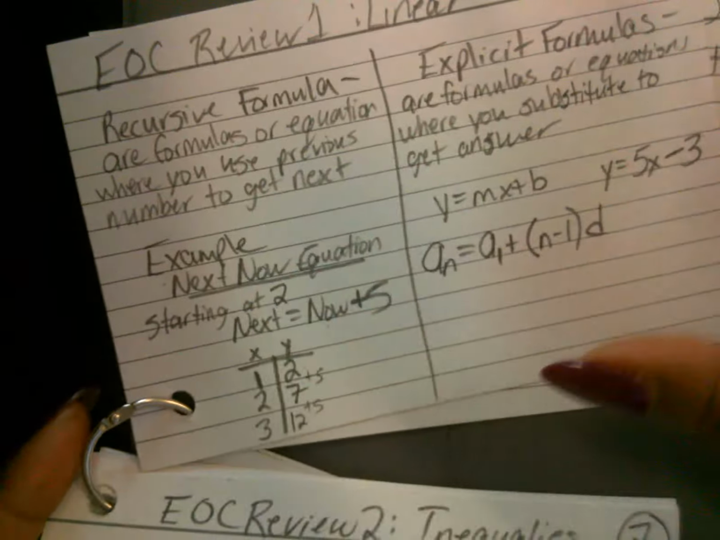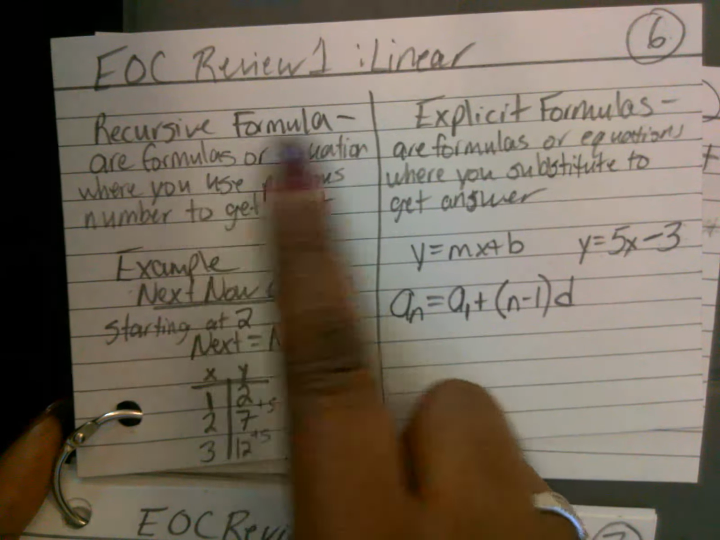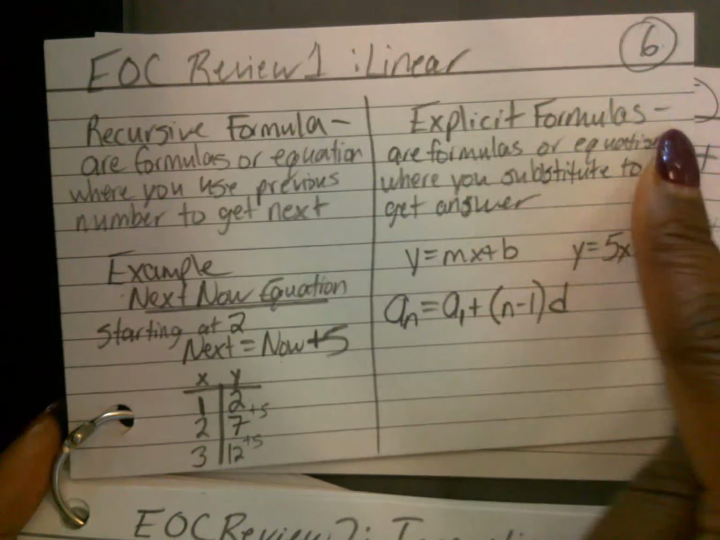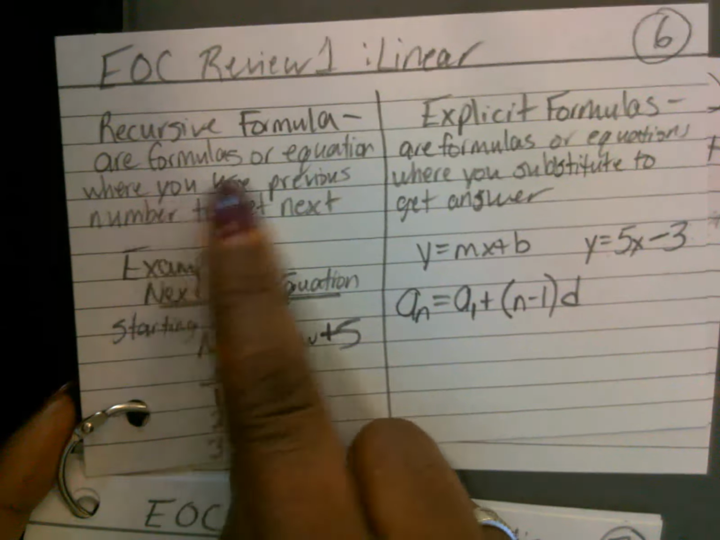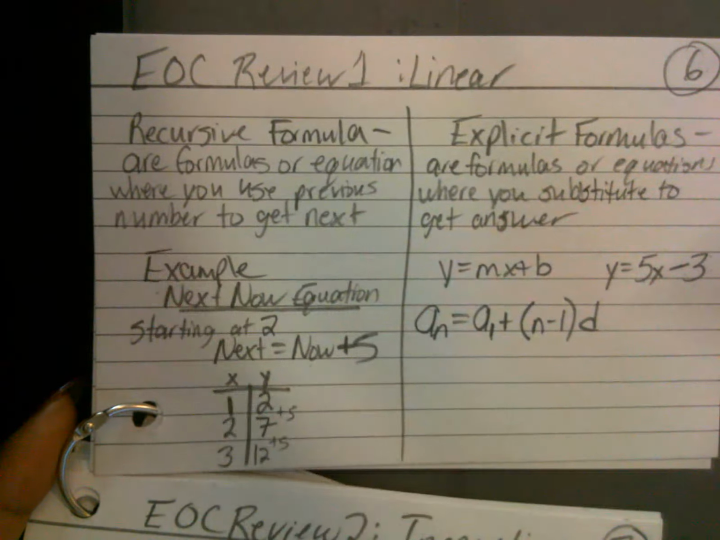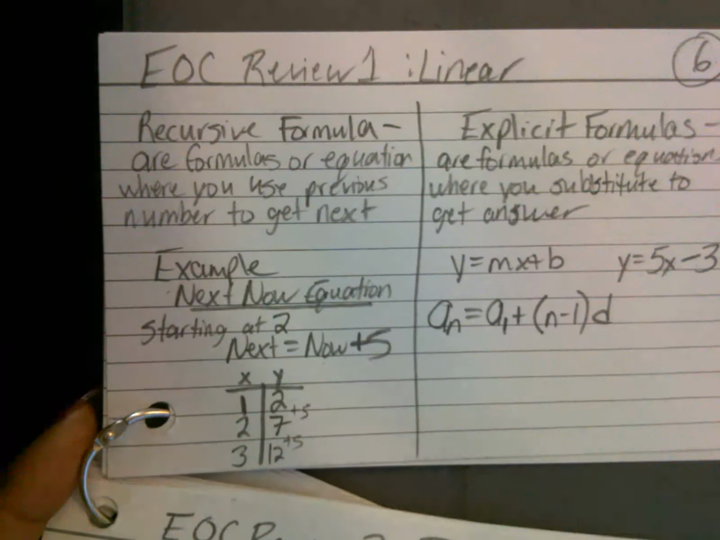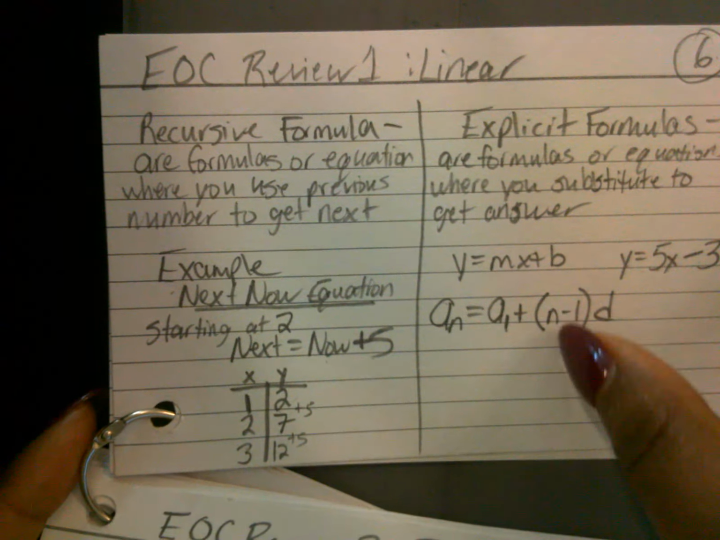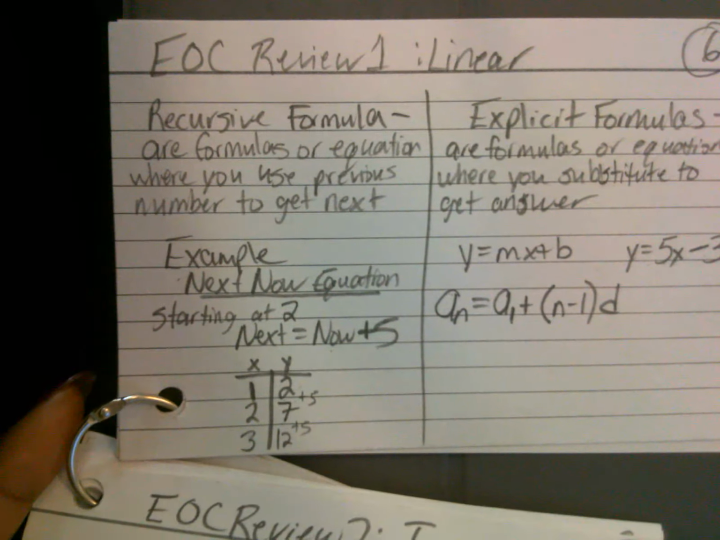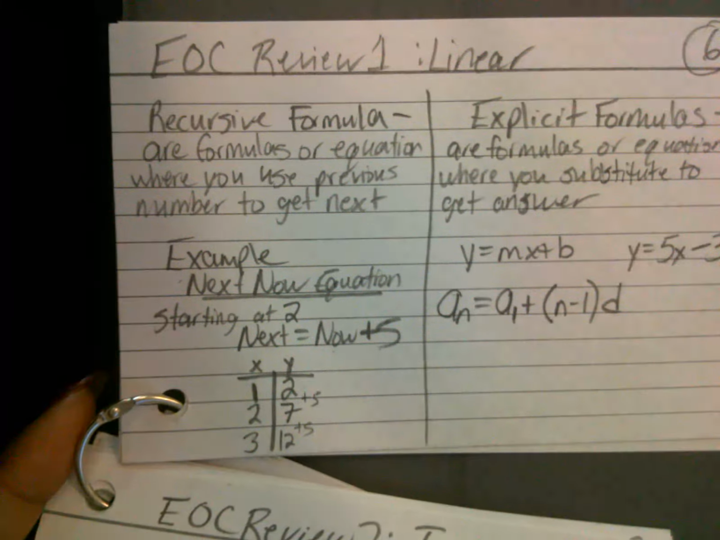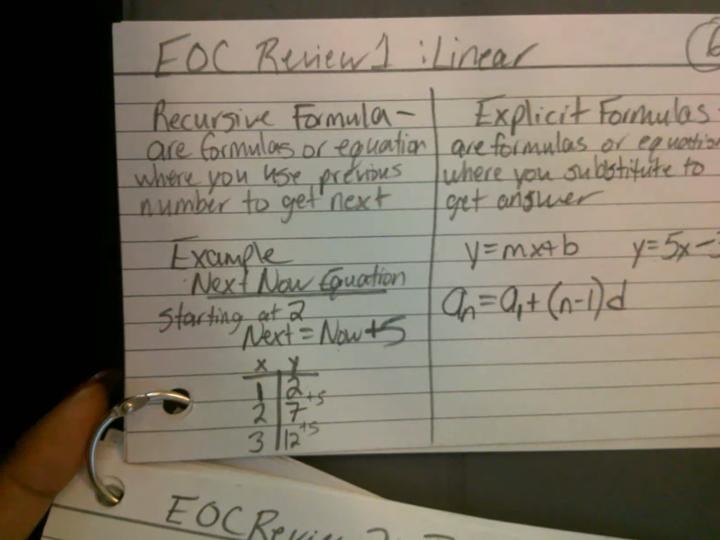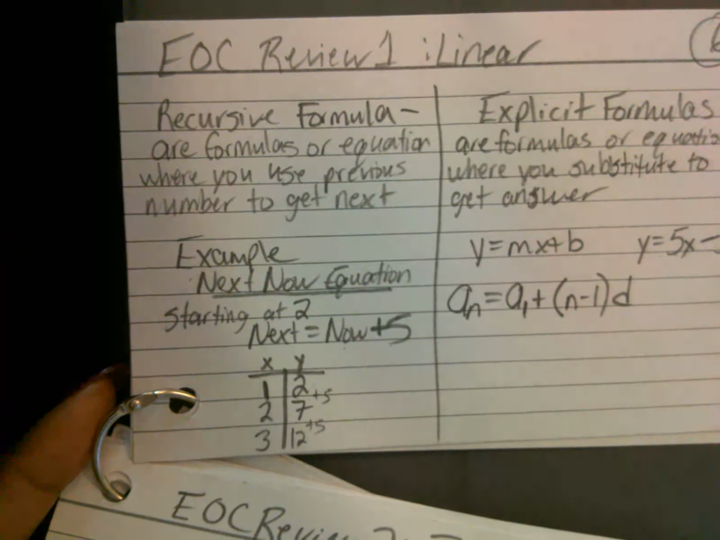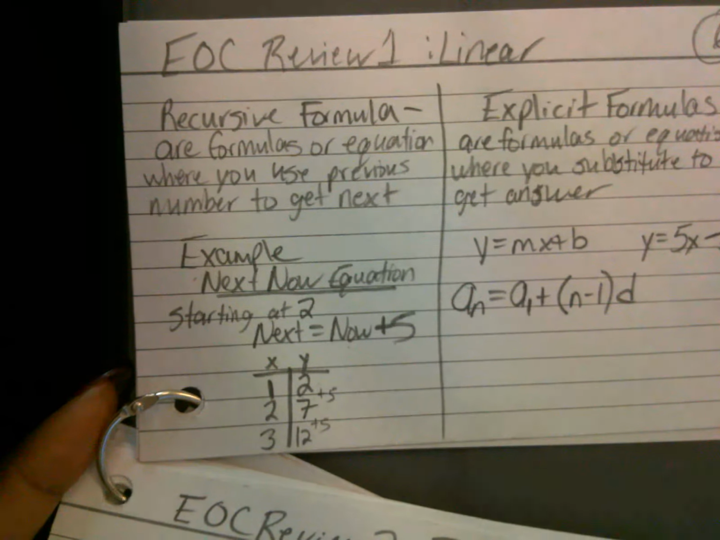All right, your next card. Card number 6 is talking about the difference between what a recursive formula is and what an explicit formula is. Recursive formulas are formulas where you have to use the previous number to get the next number. An explicit formula is when I can substitute. If I want to find the 5th number, I can substitute 5 to get the 5th number. If I want to find the 100th number, I can substitute 100 to get the 100th number.